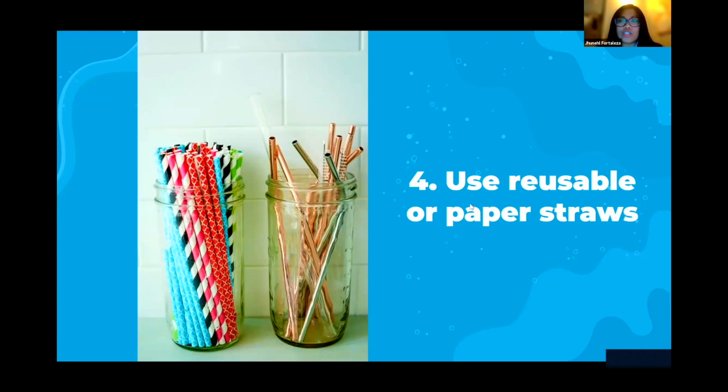Number 4 is to use reusable or paper straws. So I've seen a video lately of a turtle that had a straw stuck all the way up its nose, and it was so sad. And that's only one instance, and this happens very frequently. So having paper straws that disintegrate quickly in the environment, or having reusable metal straws that come with the cleaners, is one way that we can counteract that occurrence.